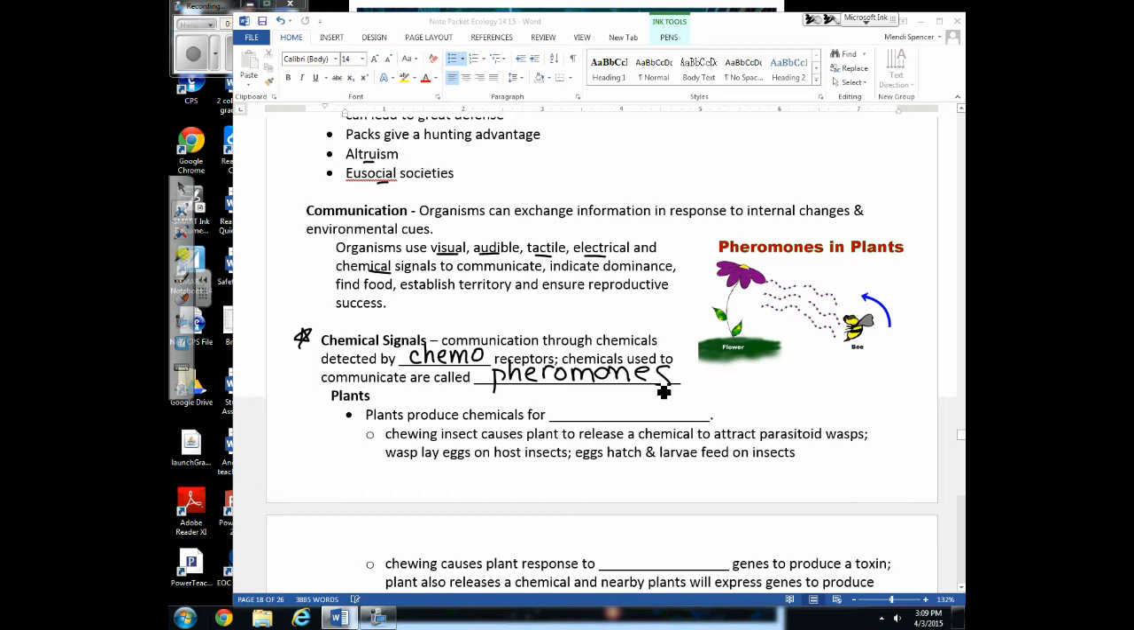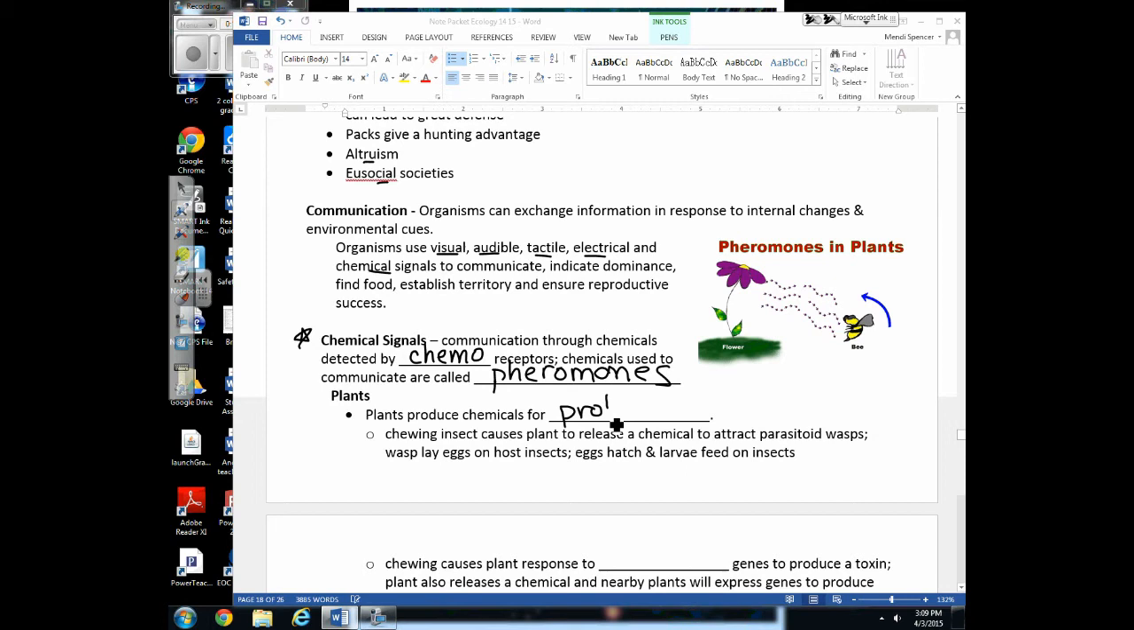So, for these different ways of communication, you probably should have one example memorized. Just pick one that's really easy for you to understand and be able to discuss. Like we said, plants actually have the ability to communicate, and they mostly communicate through chemical signaling. So, they will produce chemicals for protection.